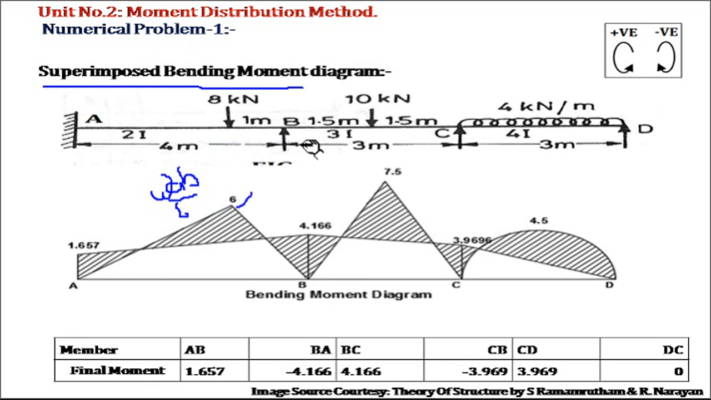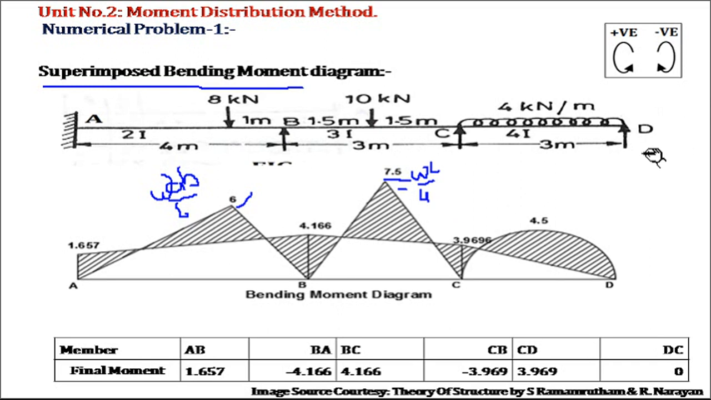Now for member BC, as the point load is acting at the center, the value will be WL upon 4. The value of W is 10, the length of member BC is 3, divided by 4. So the value comes to be 7.5.